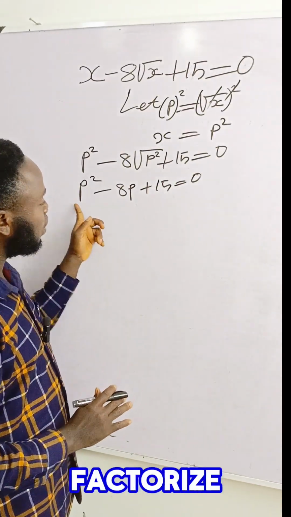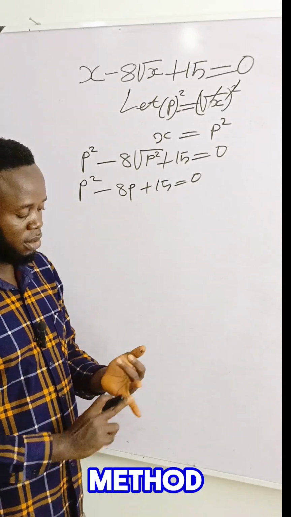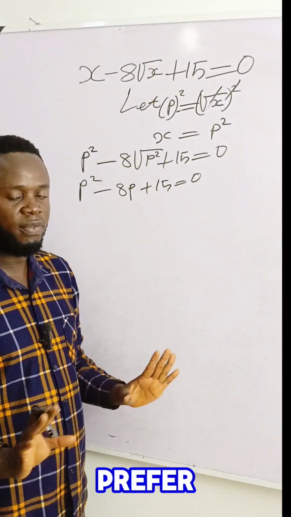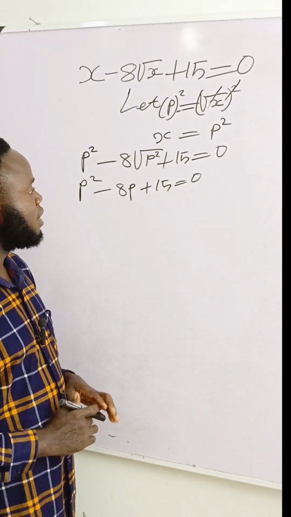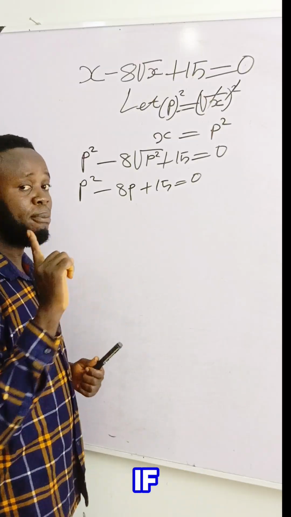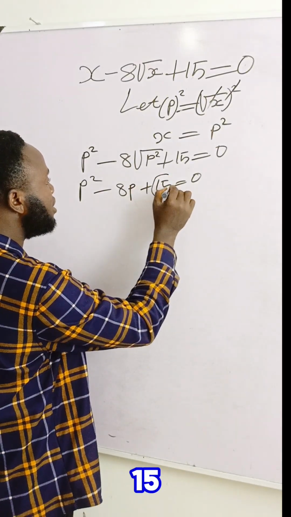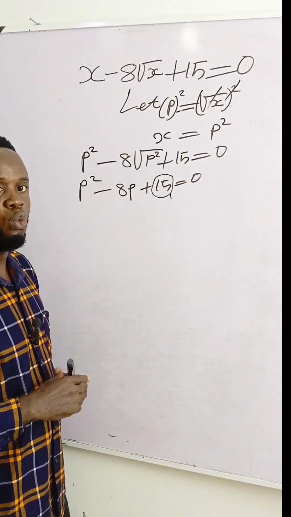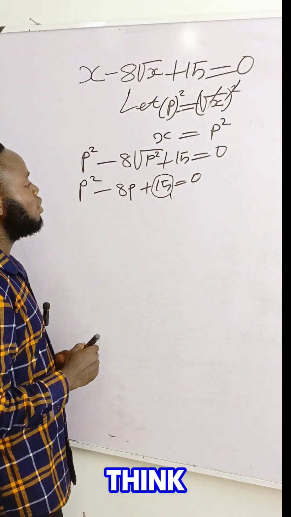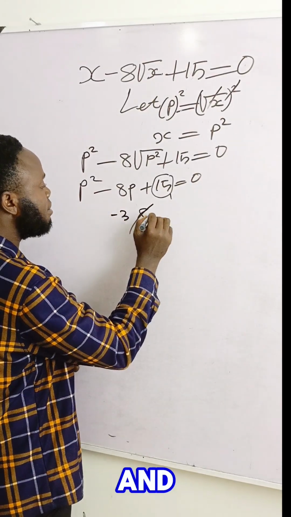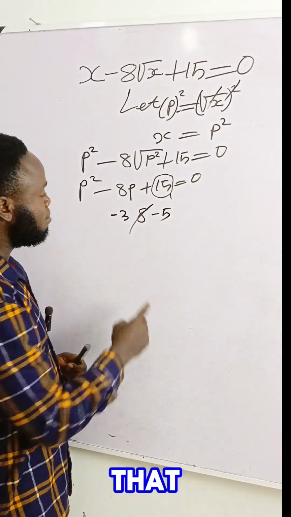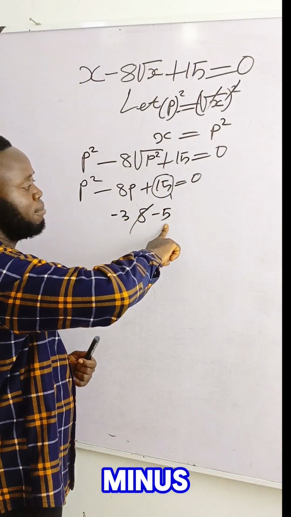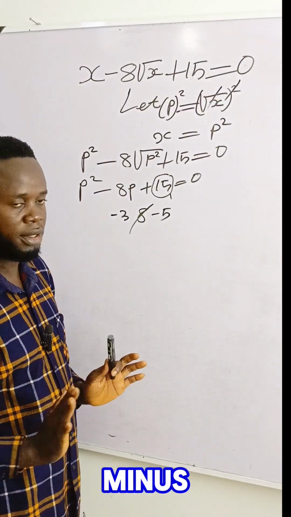I will factorize. You can factorize this using completing the square method, quadratic formula, or factorization method. Normally, I prefer factorization method. Let me use it to solve this. For me to solve this, I'll look for two numbers. If I multiply them together, they will give me this 15. But if I add them together, they will give me minus 8. What are those numbers? Let me think of something like minus 3 and minus 5. I know that minus 3 times minus 5 will give me plus 15. And minus 3 plus minus 5 is going to give me minus 8.